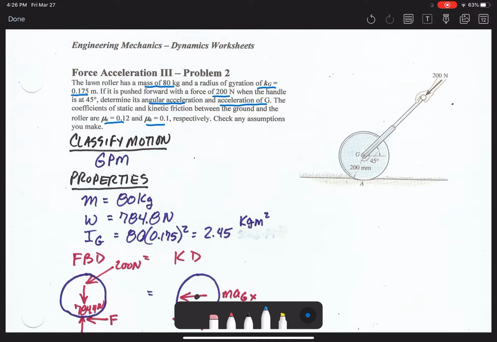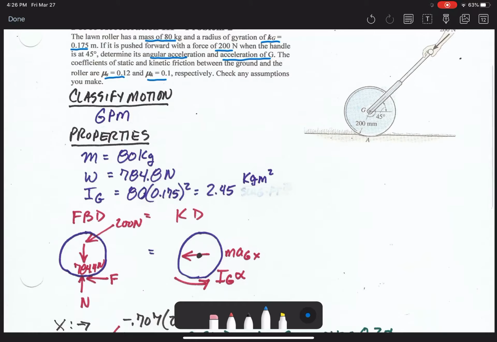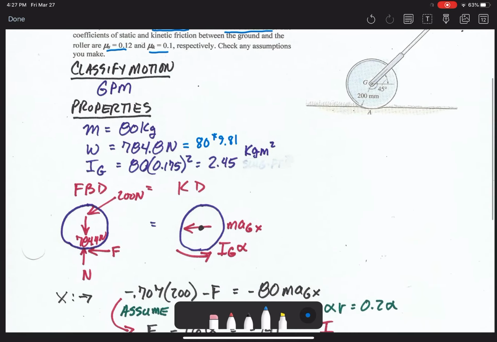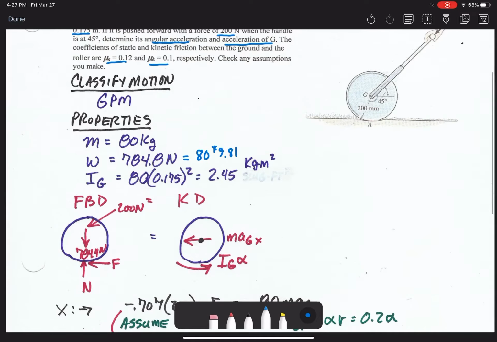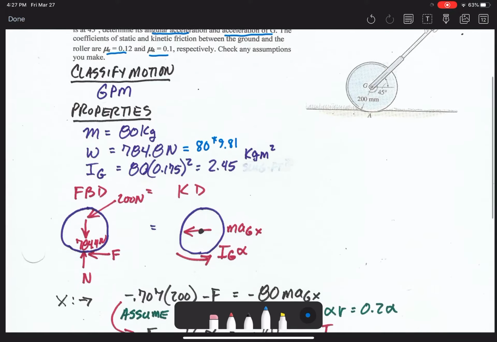Classify the motion, then the properties. The 80 kilogram mass, you change to the weight, times 9.81, so basically 80 times 9.81. And then I_G equal to m k squared, so 80 times 0.175 squared, and you have 2.45 kilogram meter squared.